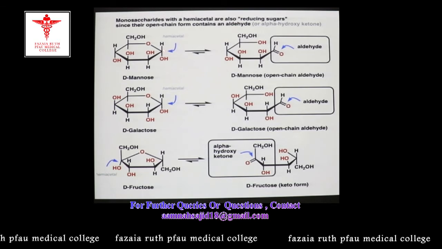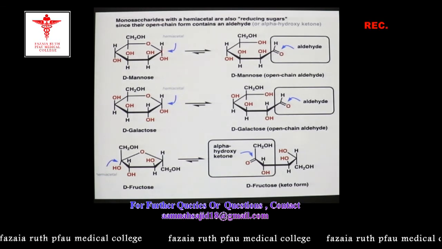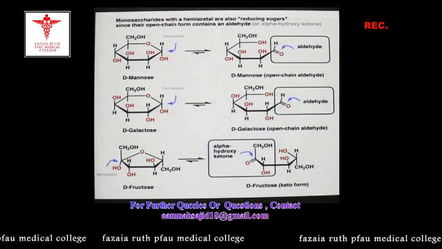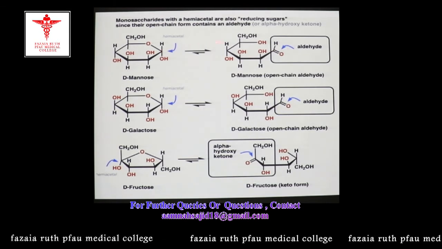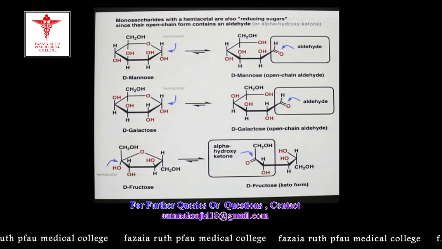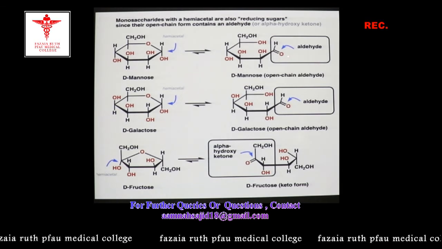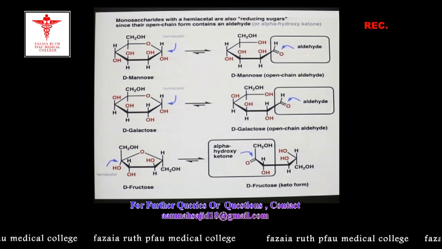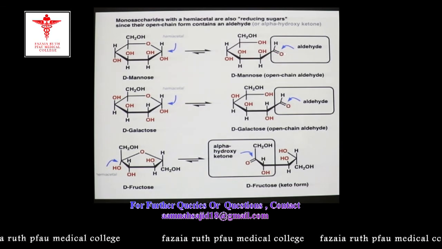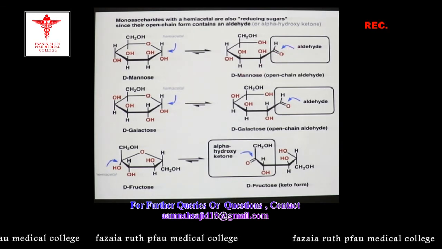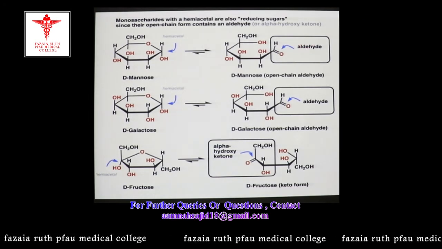This is an example of mannose. This is the anomeric carbon atom, and in mannose the anomeric carbon atom is attached to a hydroxyl group. Now when this ring structure converts into the open chain configuration, this anomeric carbon atom converts to the carbonyl carbon atom to which the aldehyde group is attached. And this aldehyde group is the site where oxidation of the sugar molecule takes place, accompanied by simultaneous reduction of another compound, and this gives mannose its reducing property.